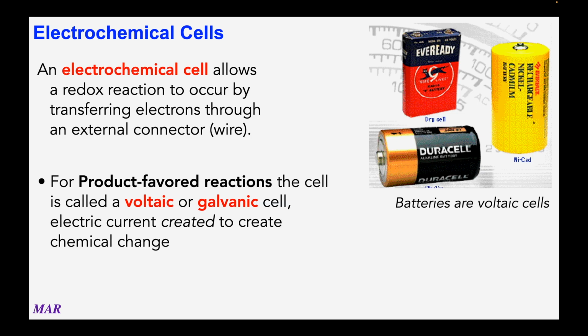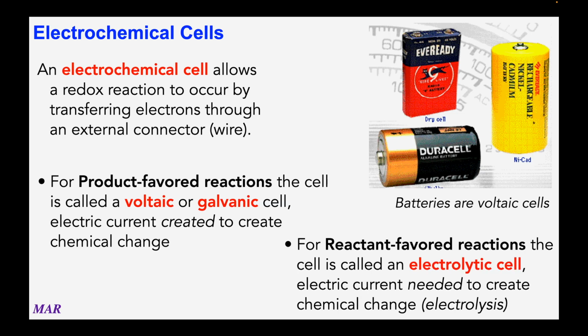Now, believe it or not, there are two types of electrochemical cells that are possible. And the one we're going to talk about the most is called either voltaic or galvanic. And those are just product-favored electrochemical cells. So you put them together, you put them in your remote control, and they work, all right? If you're going to have a product-favored reaction, that's going to create electrons. Voltaic and galvanic cells are product-favored. They are batteries that work, and that's what we're going to talk about a lot in this section.